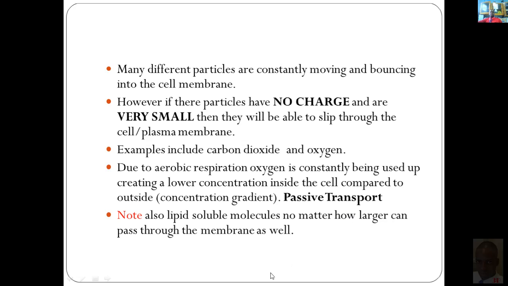Good. This form of transport, we call it passive transport, right? So note also lipid soluble molecules, no matter how large, can pass through the membrane as well. And the reason for that is because they don't have a charge. Good, they're lipid soluble. So once they're soluble, then they're able to go through the membrane.